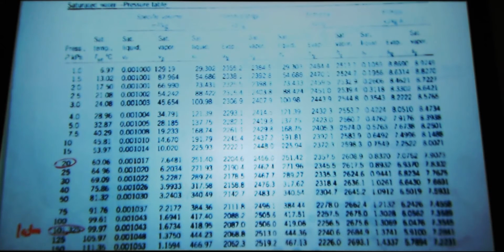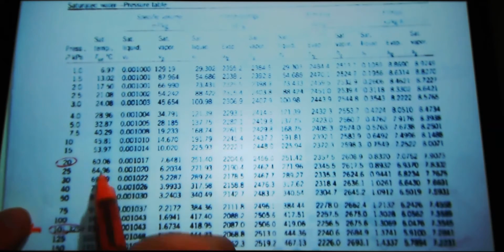What? 35 degrees Celsius? What's that? 37? Okay. I thought it was higher than that. I thought it was more like 50. But anyways, let's say it's 37. So this is 60 degrees.